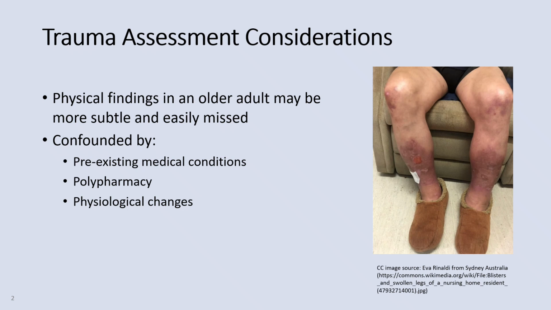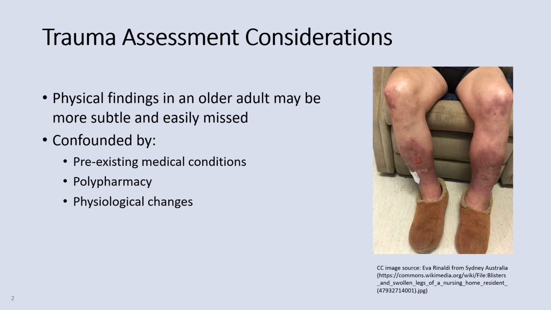Trauma assessment in the geriatric population is often complicated by pre-existing medical conditions, polypharmacy, and physiologic changes that can mask the true severity of their injuries. Due to age-related changes in the body, even low-impact trauma, like a ground-level fall, can result in severe injuries like hip fractures and intracranial bleeding.